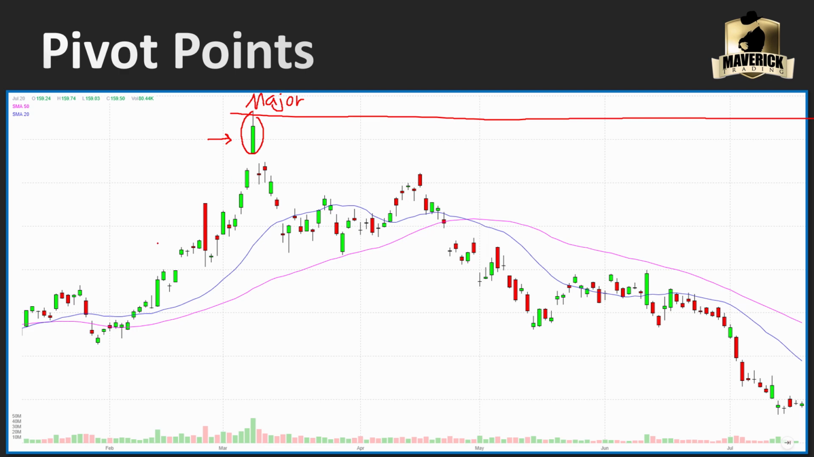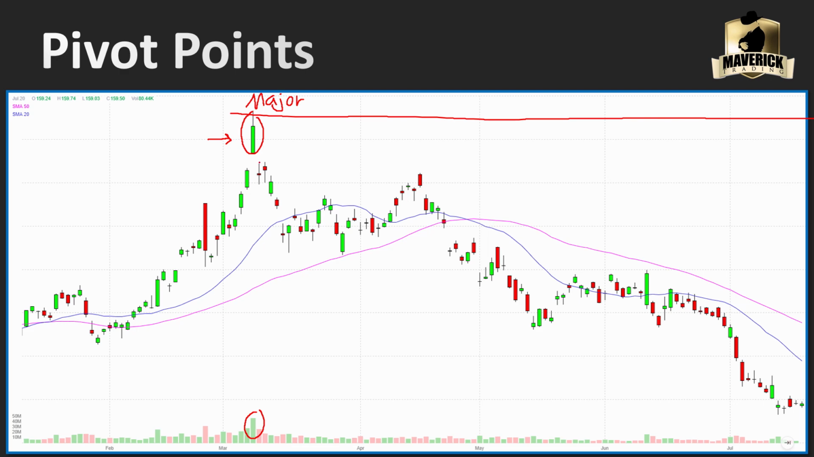First of all, we'd been screaming higher. Secondly, we're way overextended away from the moving averages. Third, the volume exploded. And fourth, you started to fall off of the highs and then the big gap down the next day.